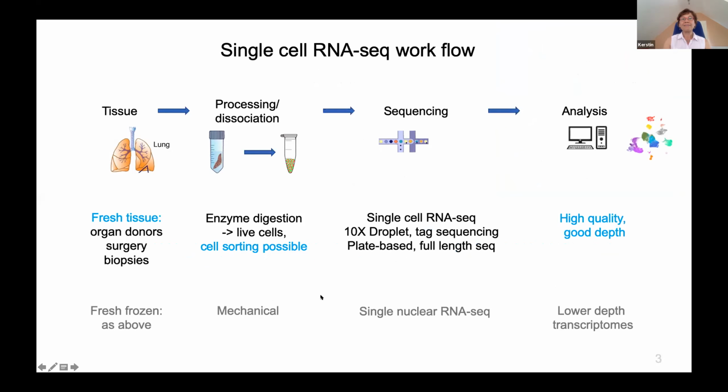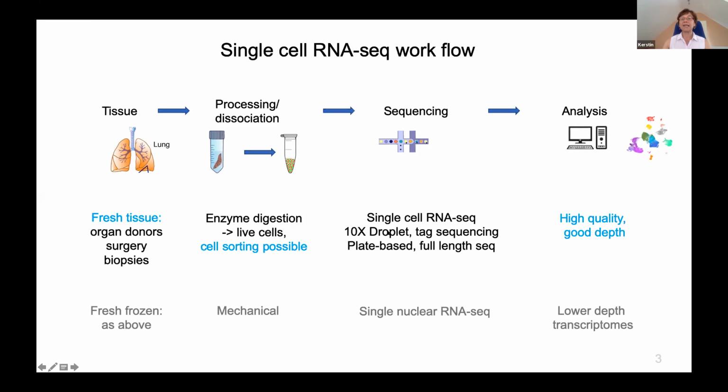Our single-cell RNA-seq workflow is probably very similar to that of most people. We start with tissue. Wherever possible, we start with fresh tissue, and we have a very nice collaboration that allows us to retrieve relatively large pieces of tissue from organ donors, but at times we've also used samples from surgery or biopsies. Then, of course, that has to be transported to the lab, where we digest in order to obtain live cells. The great advantage of using live cells is that you can sort out those populations that you're most interested in. That's followed by sequencing and analysis.